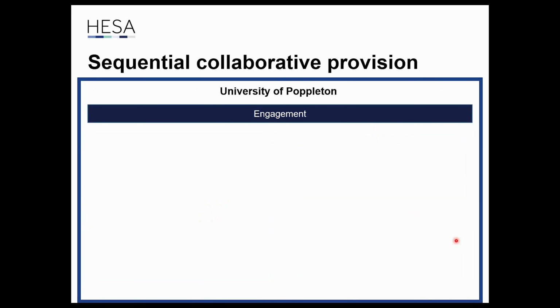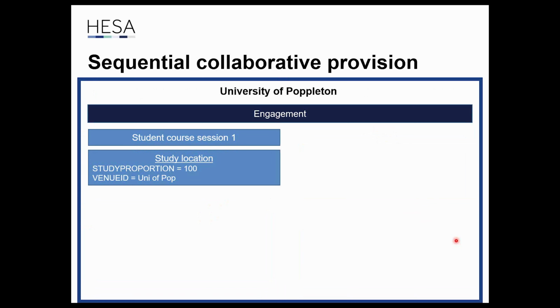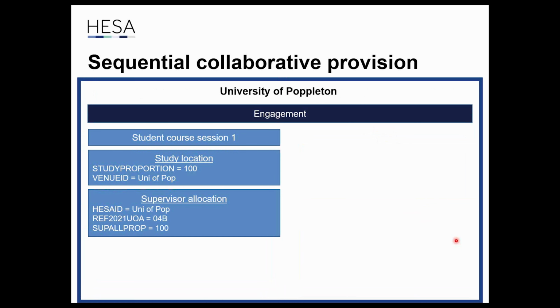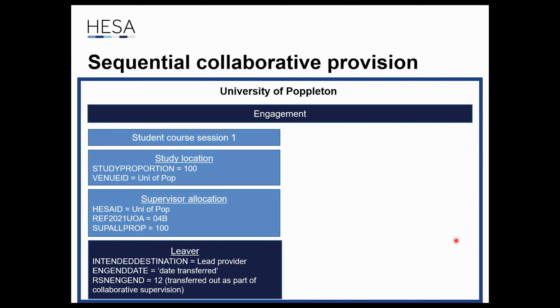Stepping down into the student level detail. So starting off with the University of Popperton, that's where they start off. We have their engagement. So they're going to have just one student course session because they're there for 12 months. And they will have a study location to say that they are studying at the University of Popperton for this student course session. And so the proportion is 100%. They will return supervisor allocation. So again, I picked an easy example. I've just done the same unit assessment as 100%, but you could return as many as applicable.